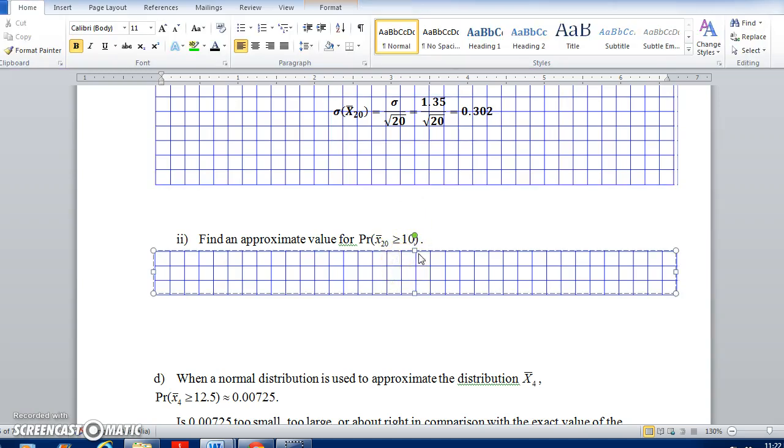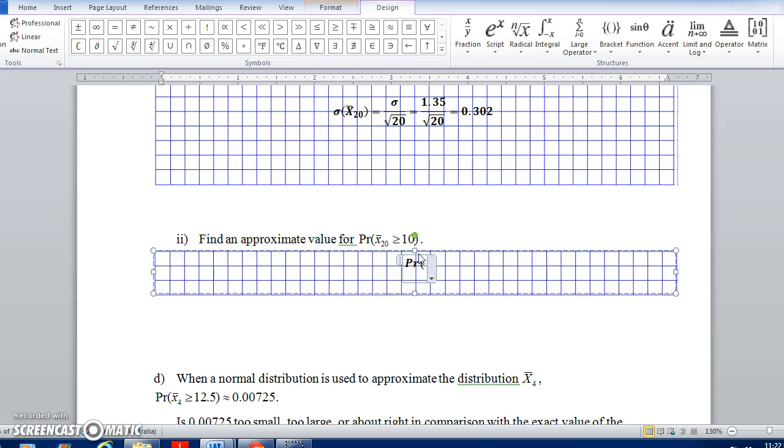So now they want us to use that, so we want to find the probability of a particular sample of 20 having a mean greater than or equal to 10.